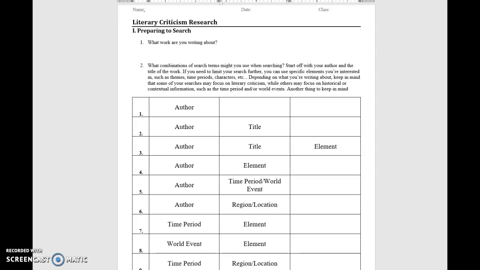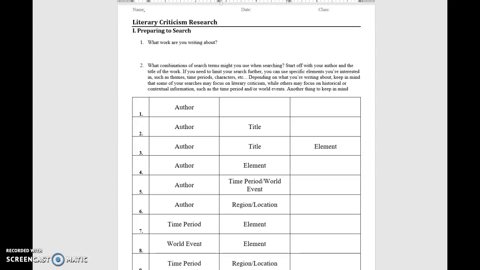You could also look at, depending on what you're looking at, author and location or region. Flannery O'Connor is from the Southeast. So Flannery O'Connor and Georgia, or Southeast United States, or Southern U.S., or things like that could potentially be useful. Also time period and element, like if you're looking at wartime in that time period, or death during the Victorian era or something like that.